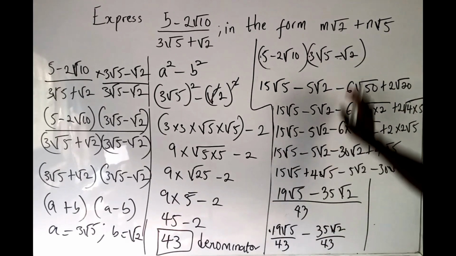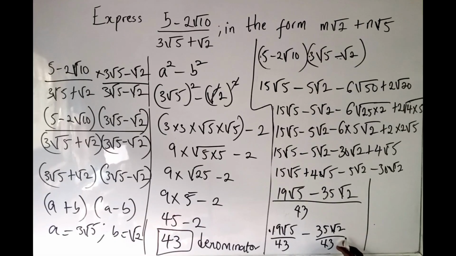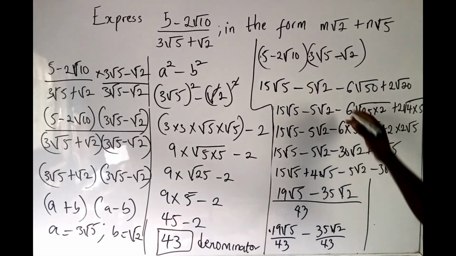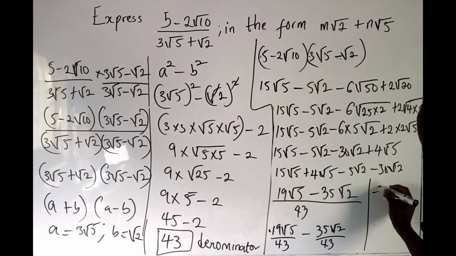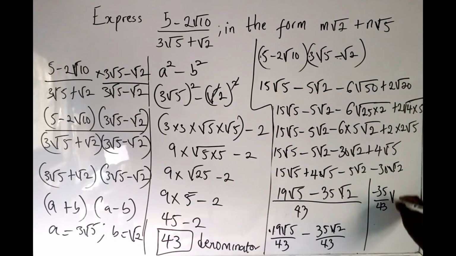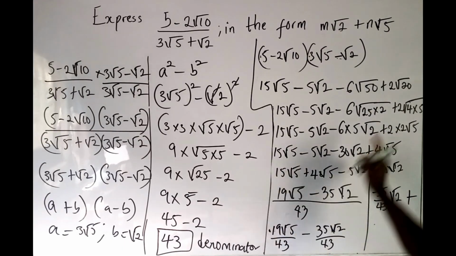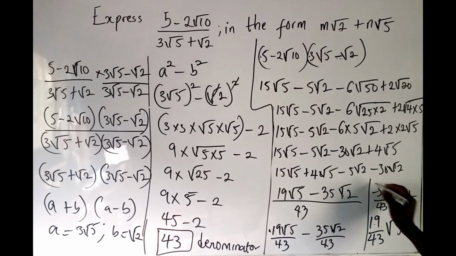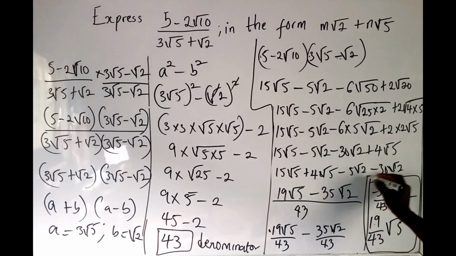Because the one that has root 2 comes first, which is m, our answer relative to the requirements will now be minus 35 all over 43 root 2, then plus, the n is what? Plus 19 all over 43 root 5. So this becomes our final answer.